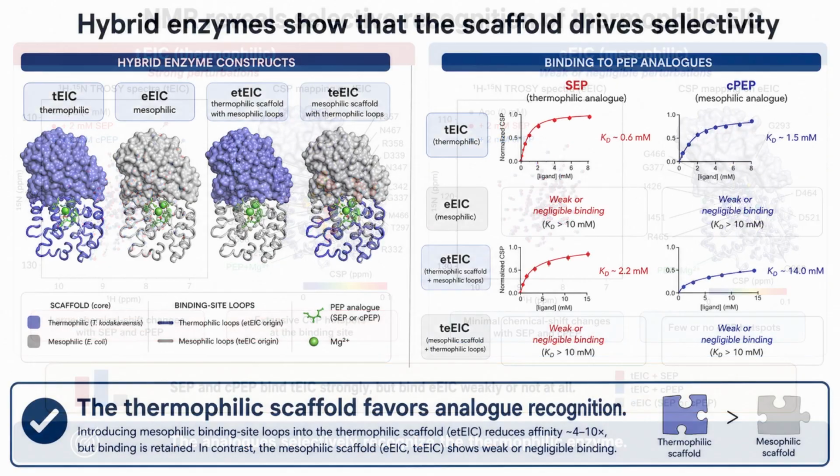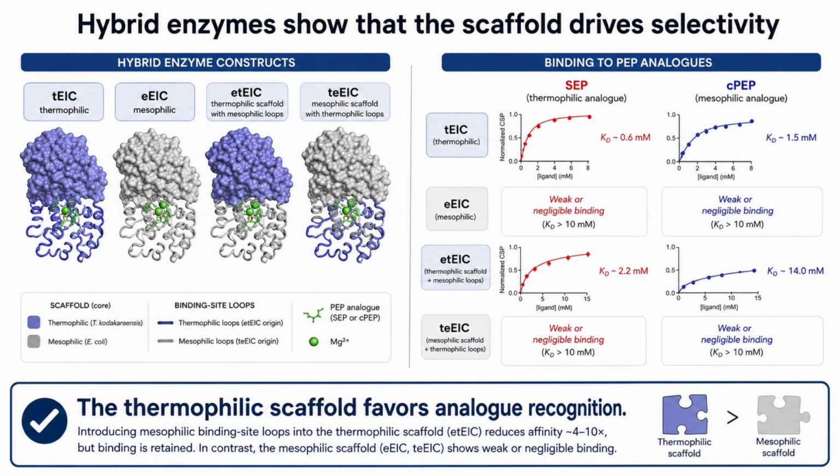Hybrid enzymes then revealed where this selectivity comes from. When mesophilic binding site loops were placed onto the thermophilic scaffold, analog binding was weakened but still retained. But constructs with the mesophilic scaffold showed weak or negligible binding. This indicates that the protein scaffold, not only the local active site loops, plays a major role.